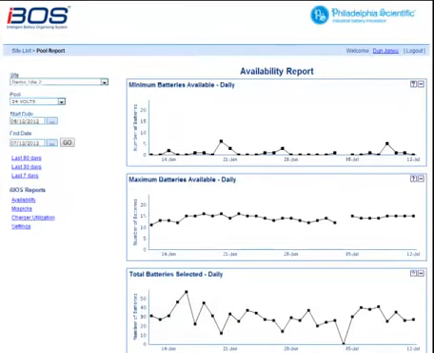This video will show how to do the data analysis on the availability report. This report is going to help determine the right size for your battery fleet and see if the battery assets are supporting the operations properly.